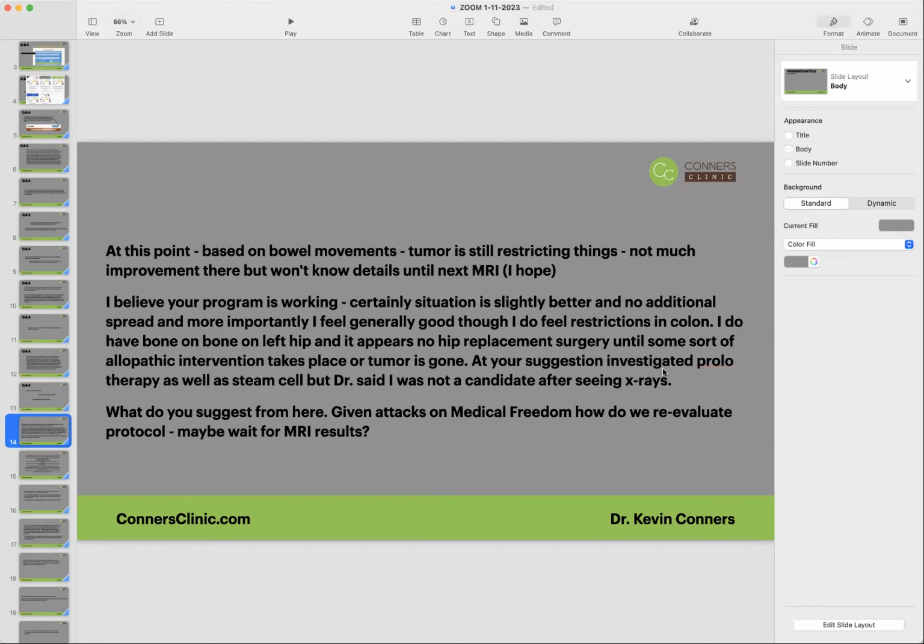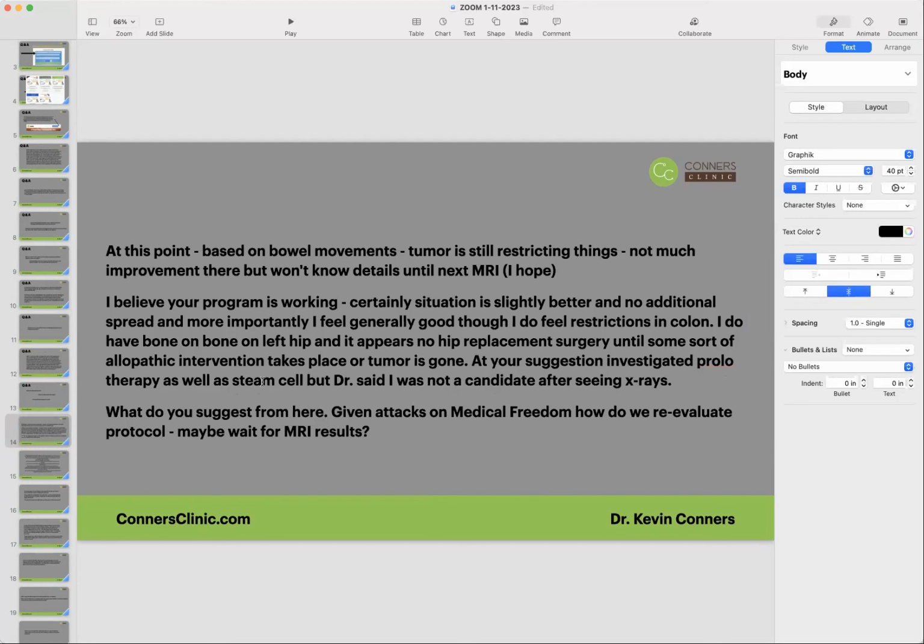At your suggestion, I investigated prolotherapy as well as stem cell therapy, but the doctor said I was not a candidate after seeing the X-rays. So that's unfortunate. So it must be pretty bad. Stem cell therapy can be really beneficial, but if you're really bone on bone, then it just may not work at all.